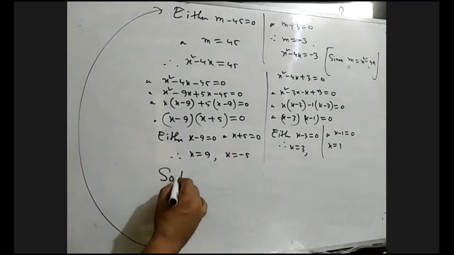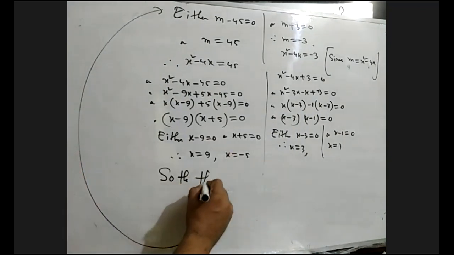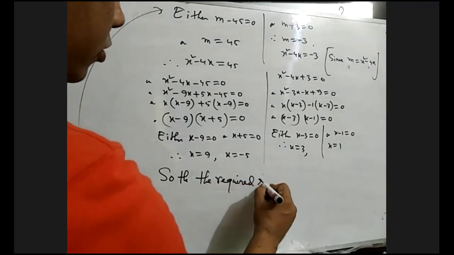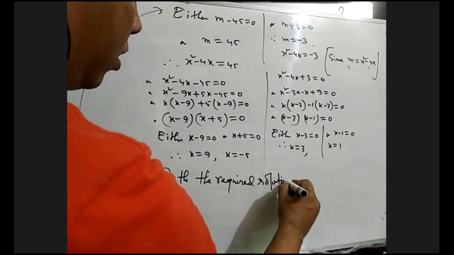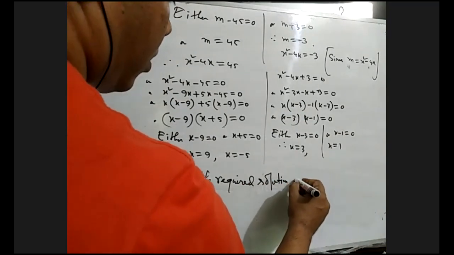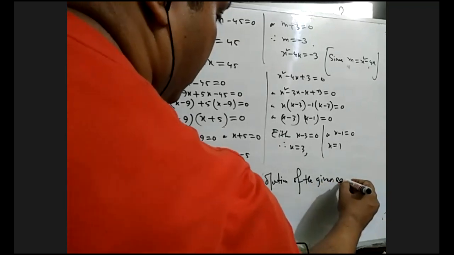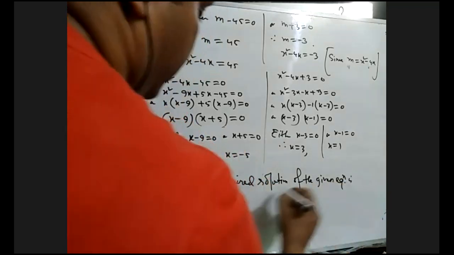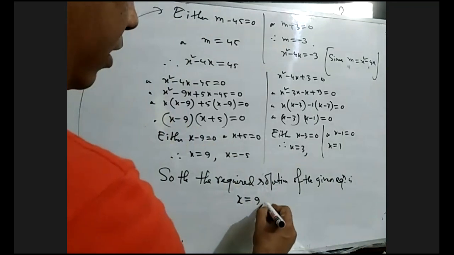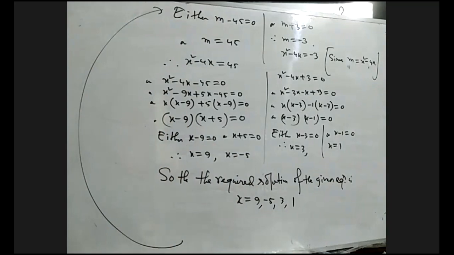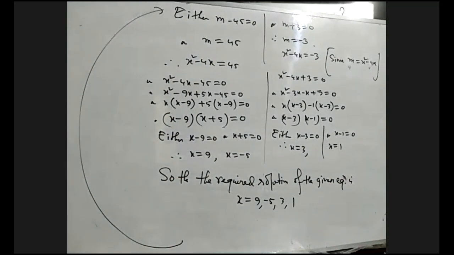So the required solution of the given equation is x equals 9, minus 5, 3, 1. These are the solutions of this given equation.